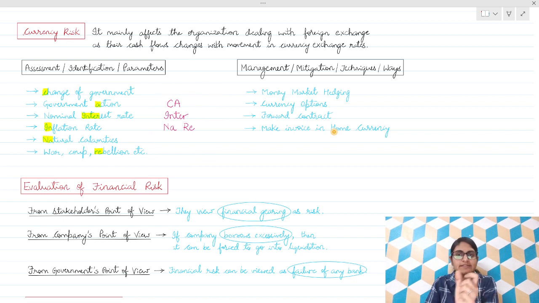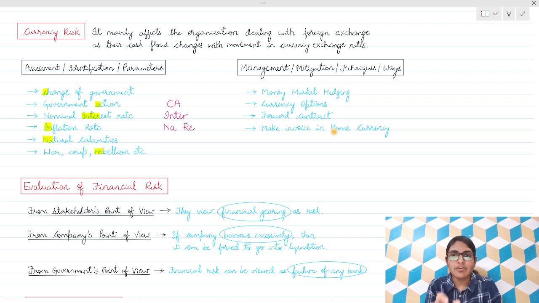That is the currency risk. In CA Inter we didn't have the forex chapter, so just to link, CA Inter Na Re. C is change of government, A is government action, Inter is nominal interest rate and inflation rate, Na Re is natural calamities and rebellion, that is war, coup, rebellion, etc.